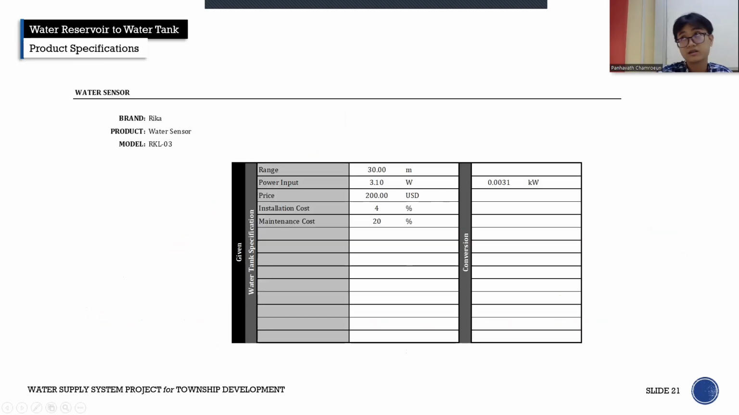In some cases, some households might use more water than expected, and some households might use less. The same goes for business. So to determine that a steady rate of water is left in the water tank, we have applied the use of a water sensor by the brand Vika, model RKL03. And see here, it has a pretty good range. The power output is pretty minimal, and also the price is not too expensive. With this, it will help us to better control our water capacity in the tank.